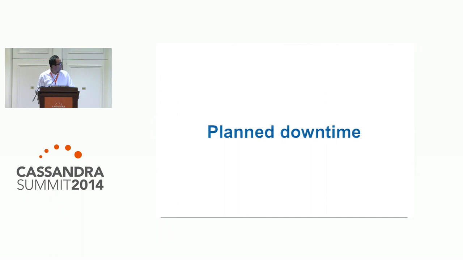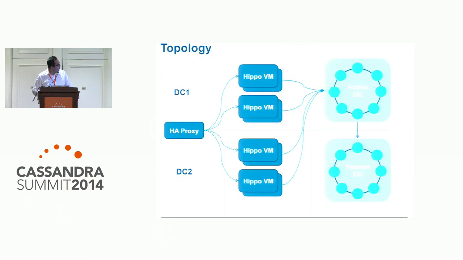So how did we achieve that? Well, this is a typical topology of how Hippo is deployed within a specific region. If we go from left to right, all client requests will hit our HA proxy and they'll be forwarded to a specific Hippo VM.